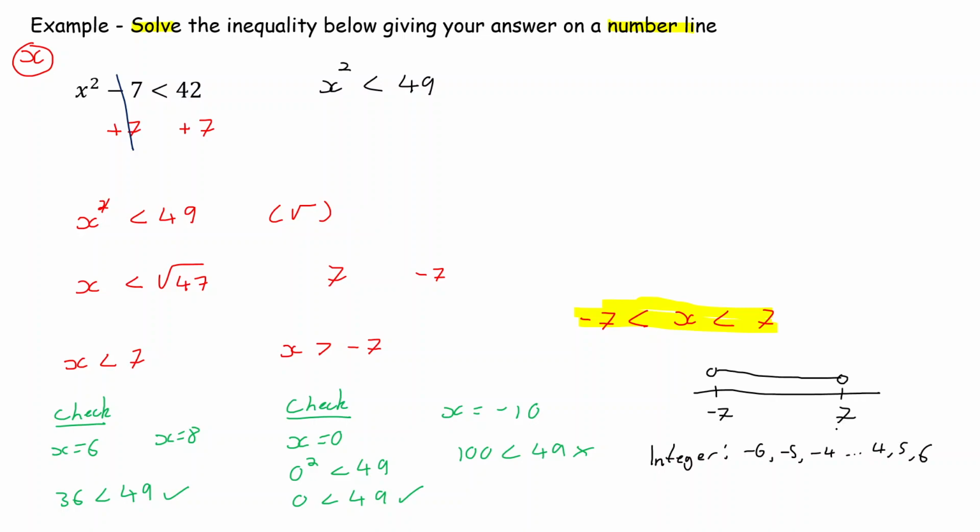Okay? And if we really want to, we can check this back into the original inequality. Let's choose x being equal to 0, which would be in here. Is 0 squared minus 7 less than 42? Yes, it is. So any of these values here will satisfy your inequality, x squared minus 7 is less than 42. So that's my answer. Solved.